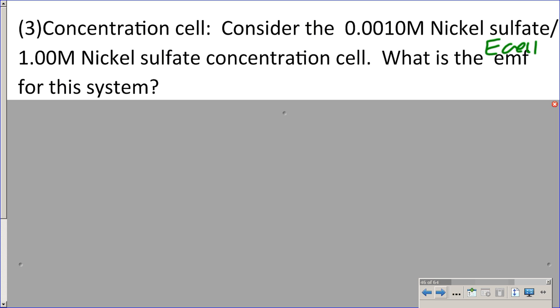Okay, what do you guys want to do first? I'm going to do two things. I already know which one's going to be oxidized because we previously cheated and wrote down that little hint: the one with the lower concentration is the anode. So you already know this is the anode if you can memorize that. But who wants to memorize when you can derive, right?